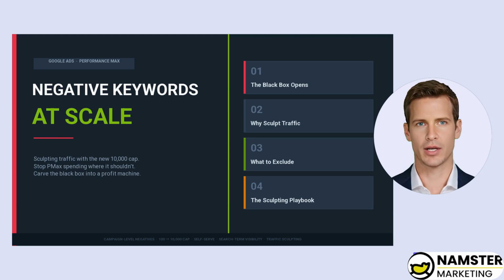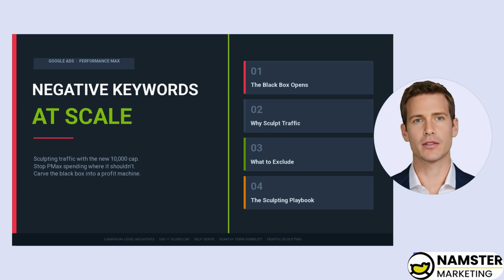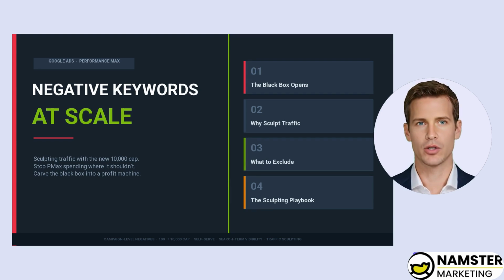We will move through 4 key stages: opening the black box, understanding the why behind traffic sculpting, identifying what to exclude, and finally, executing the sculpting playbook. Let us begin by looking at the fundamental change that made this level of control possible.